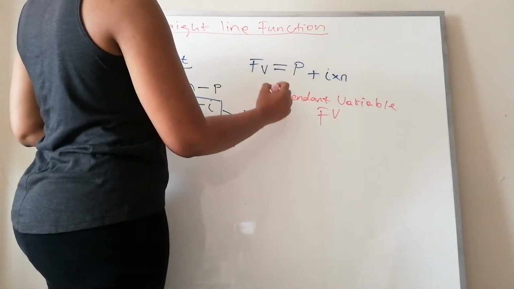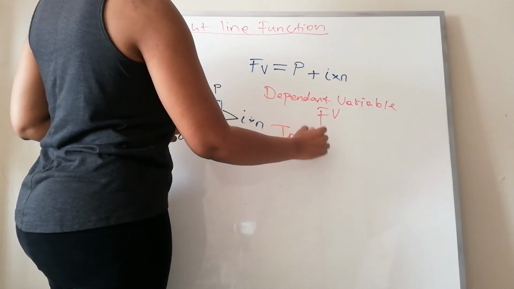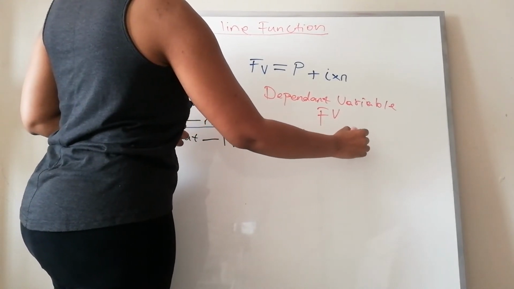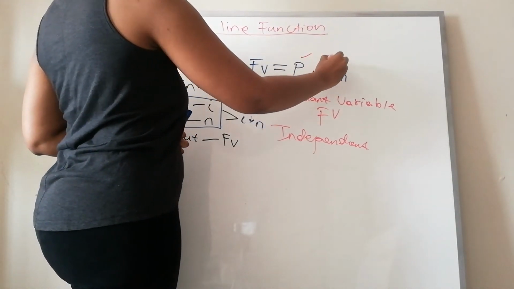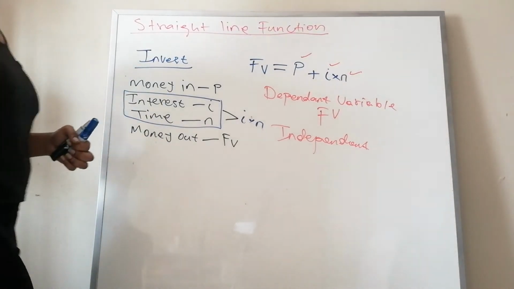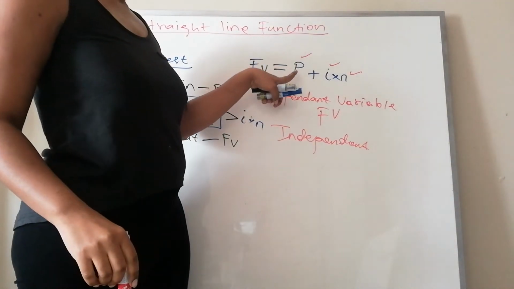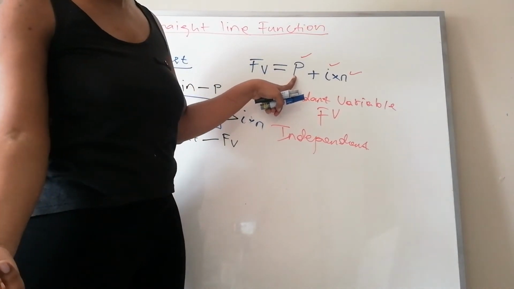So if we were to put out the independent variables, they will be your principal, your interest, and the amount of time, because depending on how much you put in, then you will get more money.